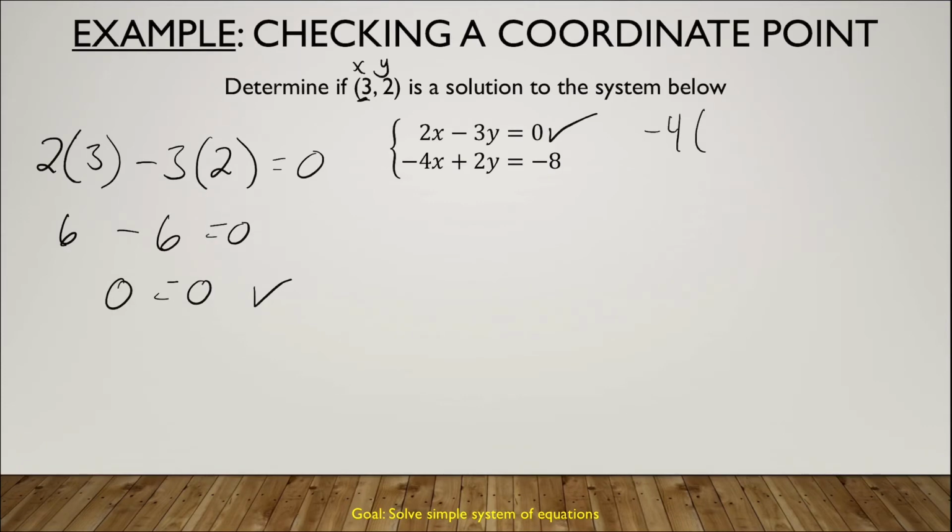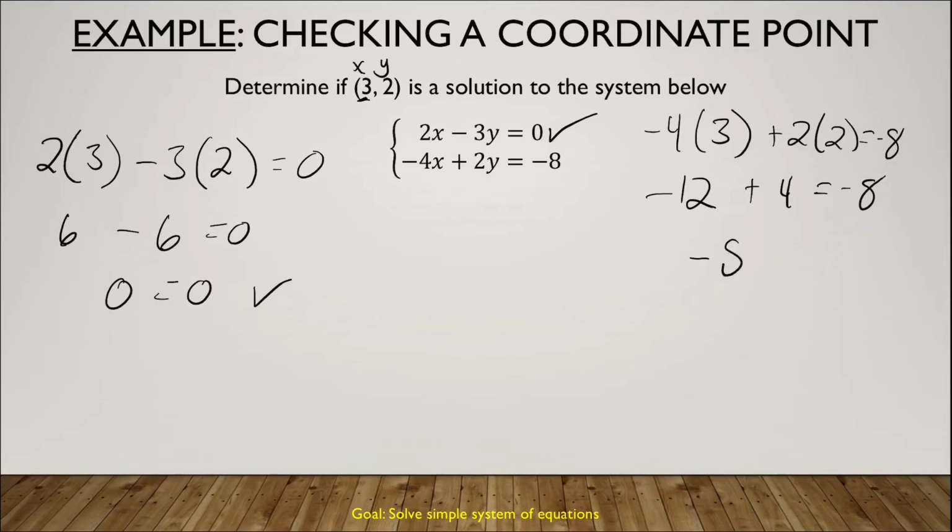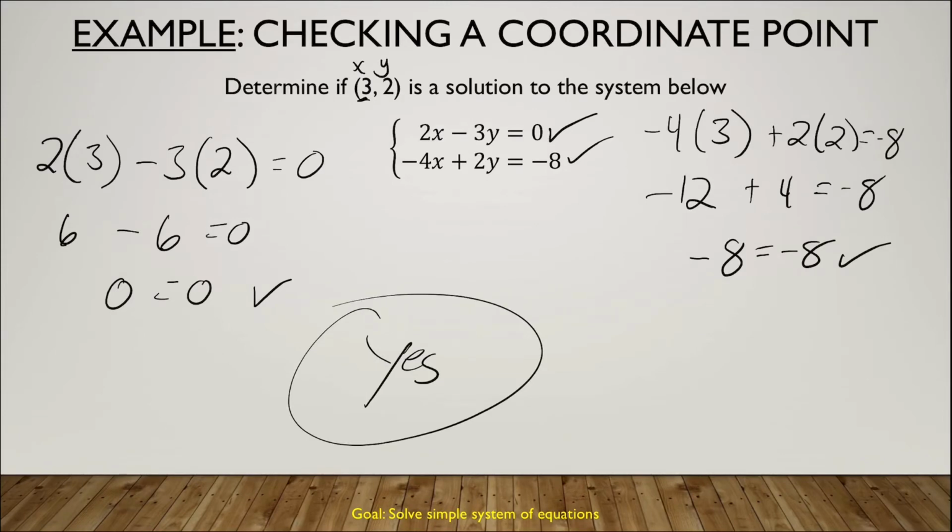Now, let's do it for the second one. We're going to plug in: negative 4 times 3 plus 2 times y equals negative 8. Negative 4 times 3 is negative 12, sorry. 2 times 2 is 4. Negative 12 plus 4 gives me negative 8. That is also a true statement. So I would say yes, that coordinate point (3, 2) is a solution to the system below.